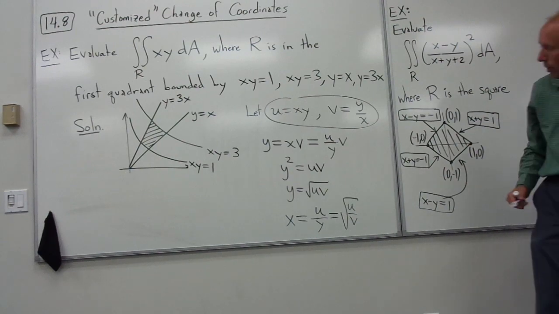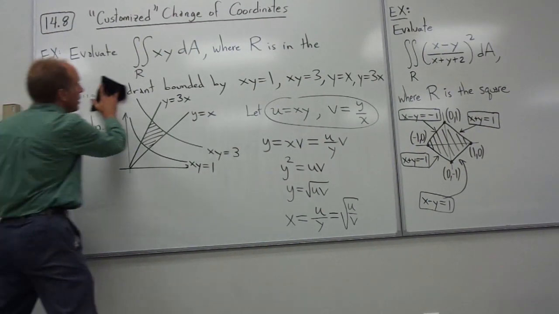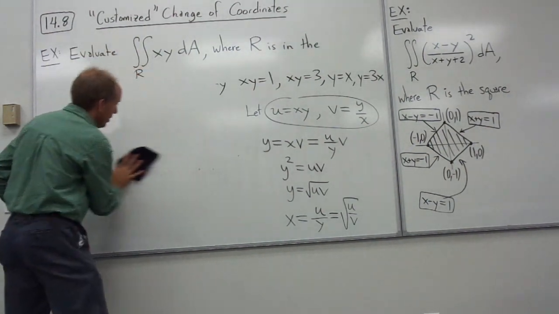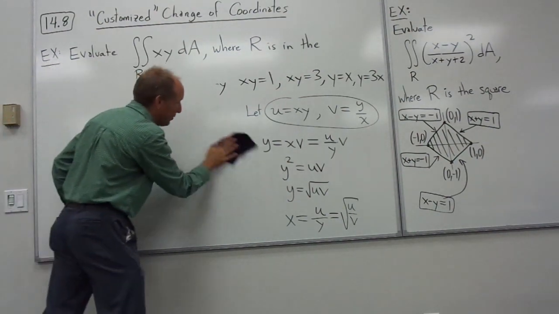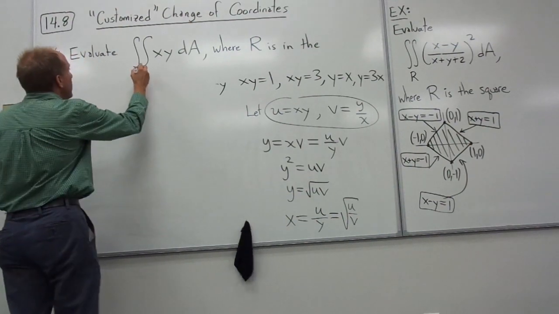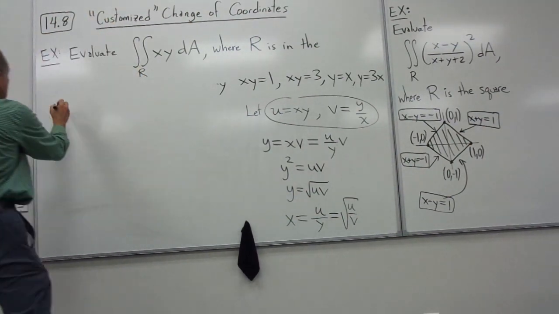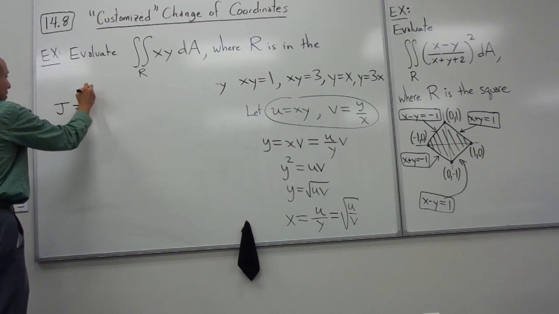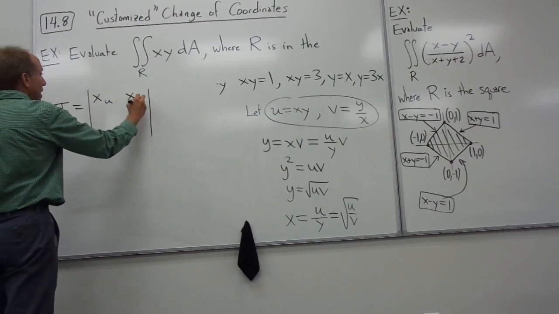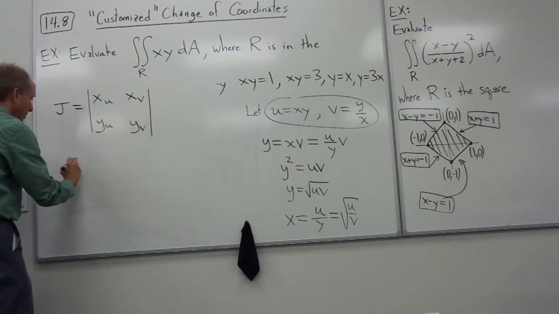Well, let's go ahead and work out the Jacobian now for this example. So the Jacobian, don't really need the picture anymore because the new picture will be much simpler when I get to the u and v variables. Okay, so let's do this. Let's go ahead and figure out the J. Okay, so it's going to be, remember, the partial derivatives of x with respect to u and v, and then y with respect to u and v.